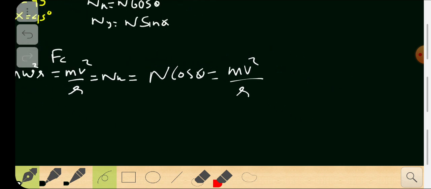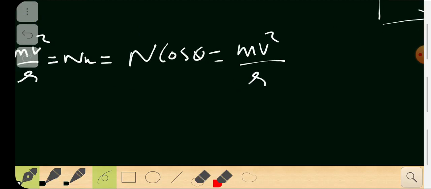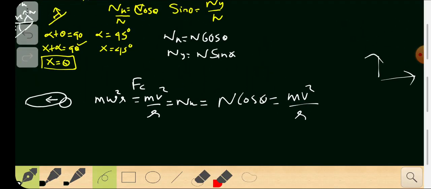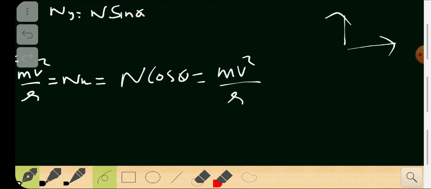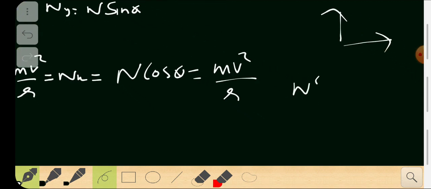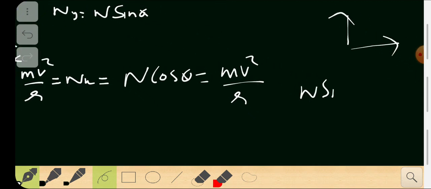Similarly, n sin theta, which is in the y-axis, right? The y-axis, n sin theta. So n sin theta must be equal to the gravitational force here, right? The gravitational force which is acting downwards, mg. So with a minus sign. So n sin theta must be equal to mg, with the minus sign.